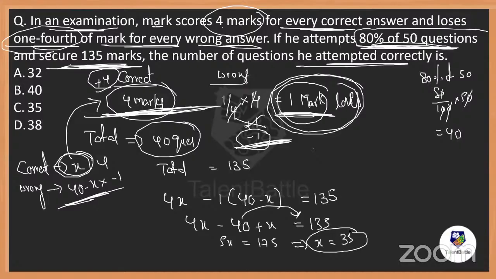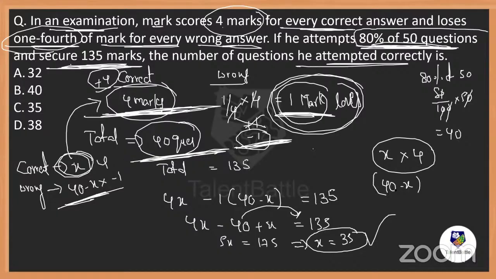So he answered 35 questions correctly. The value of X is 35. To recap, if he answers X questions correctly, he gets 4 marks each, so the correct marks are 4X. In total he answered 40 questions, so the wrong ones are 40 minus X, and for these he loses 1 mark each, so minus 1. If we add the correct marks and wrong marks, it gives the total of 135 marks. So what is the value of X? 35.